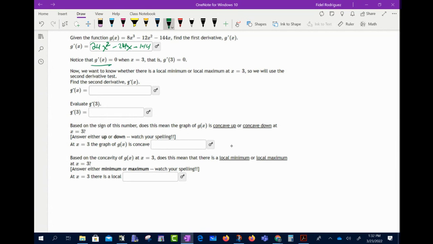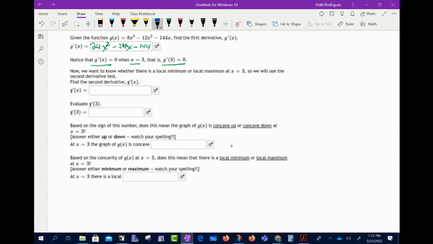Okay, look what they tell me. Notice g prime of x is equal to 0 when x equals 3. That means g prime of 3 equals 0. Guys, remember what we did a while ago? We took the derivative, we set it equal to 0, we solved it, and that happened to be one of the answers, right? I don't necessarily need to do that because they've already told me that that's one of the answers, okay?